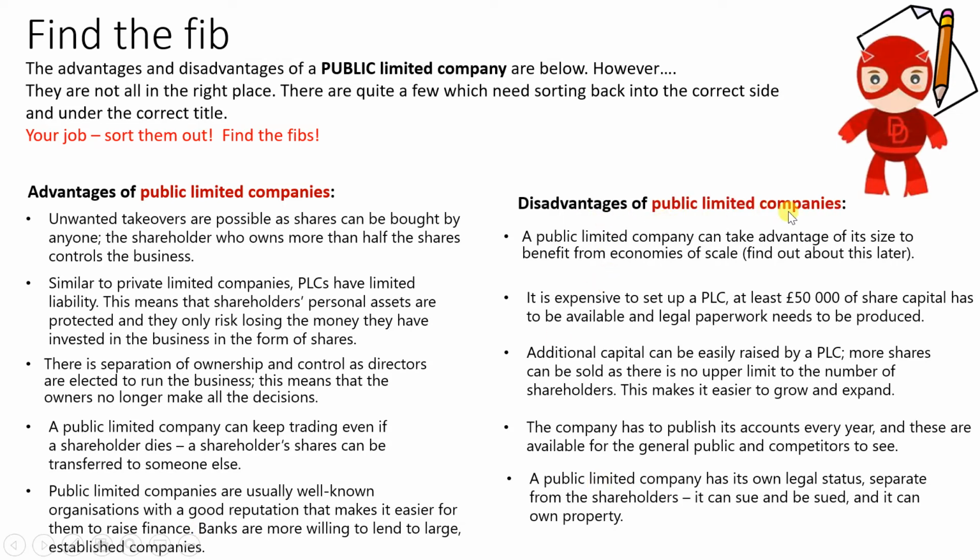Here are the disadvantages on the right. You've got 5 bullet points there. You need to look through these bullet points, and those which are disadvantages you keep on the right, and any that you think are actually in the wrong place, they're advantages, shimmy them over to the left.